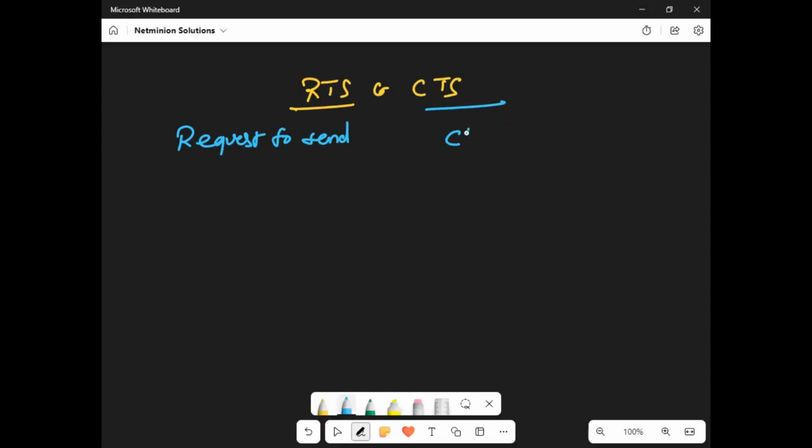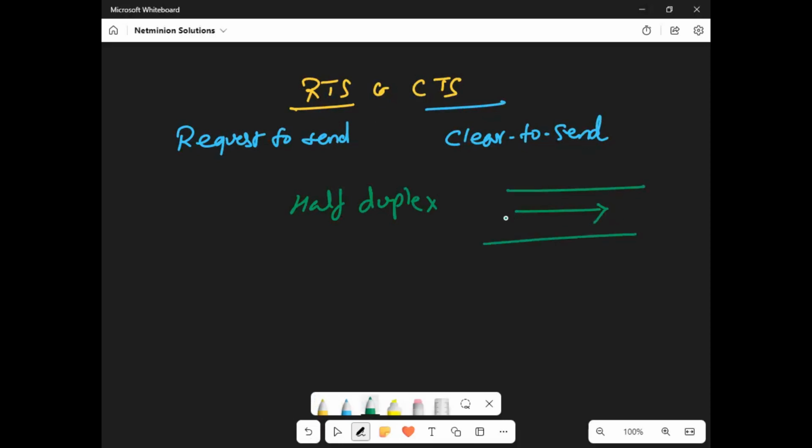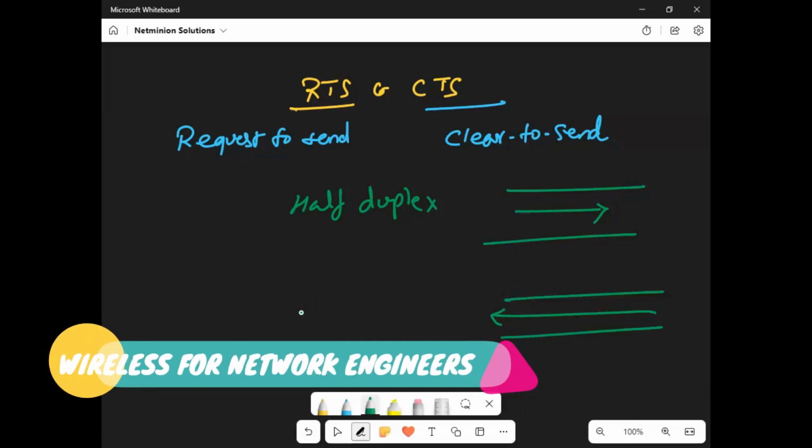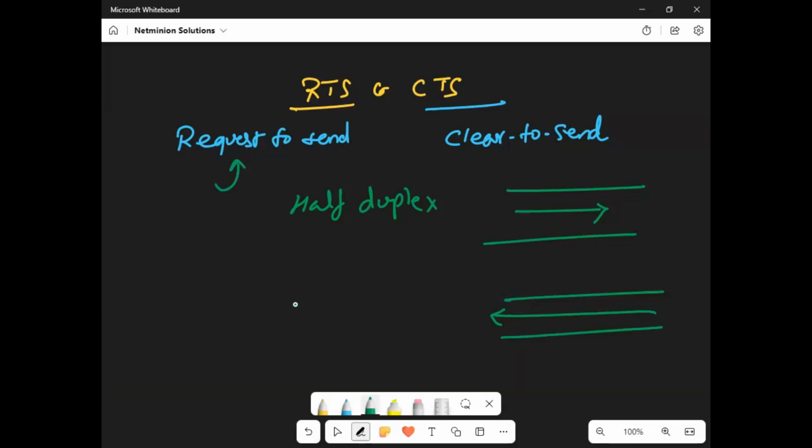It means clear to send. In the previous class, I talked about that it is half duplex, which means at one time, either it can send or it can receive. So before transmitting the data, the device will send an RTS frame.